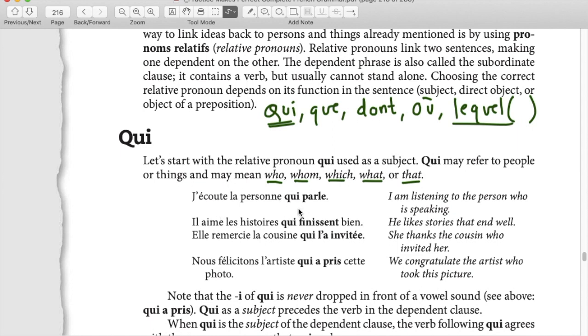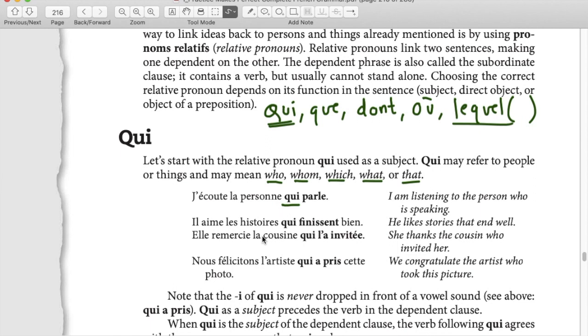One thing that you have to remember about qui as a relative pronoun is that after the relative pronoun, it is followed by a verb. That means effectively, qui acts as a subject because it is then followed by a verb. For example, j'écoute la personne qui parle. Who is speaking? So what's the subject here? Actually, the subject is now qui. Qui is acting as a subject, right? That is the reason why when you use qui as a relative pronoun, it is often followed by a verb. There won't be something like "qui je parle."